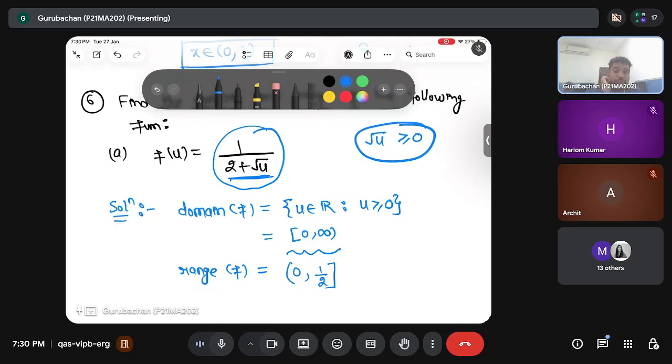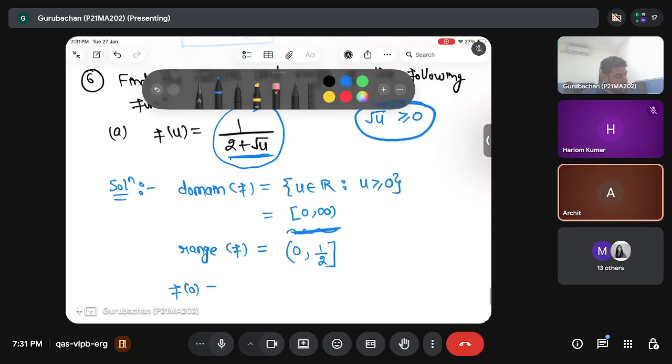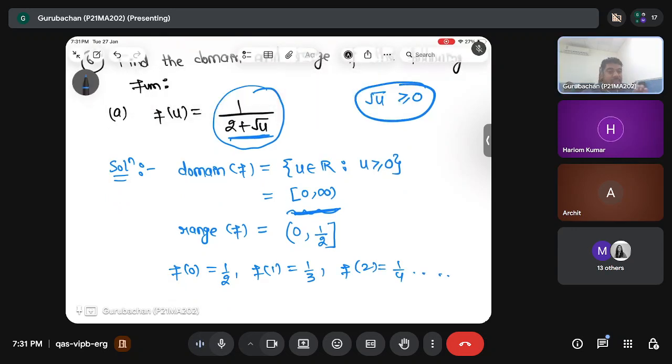Anyone have any issue in that? See, what is the domain? 0 to infinity, and 0 is included. When you put 0 in this function, what will it give you? 1 by 2. When you put any number greater than 0, for example 1, what will it give you? 1 by 3. f of 0 is 1 by 2, f of 1 is 1 by 3, f of 2 is 1 by 4. So if you observe, this range is nothing but decreasing.